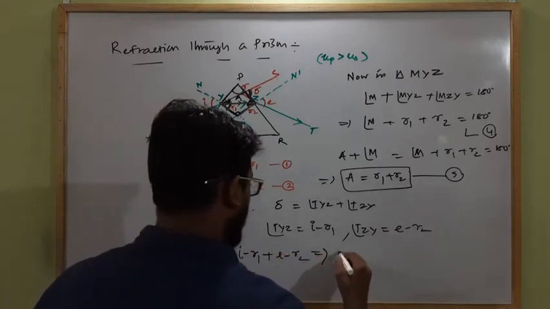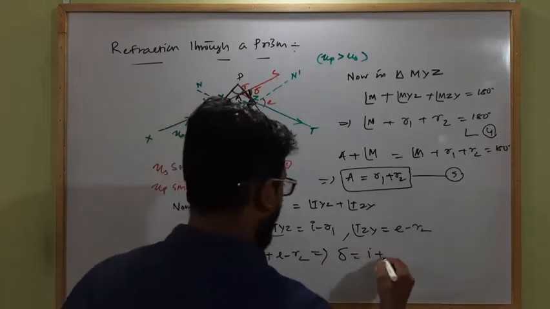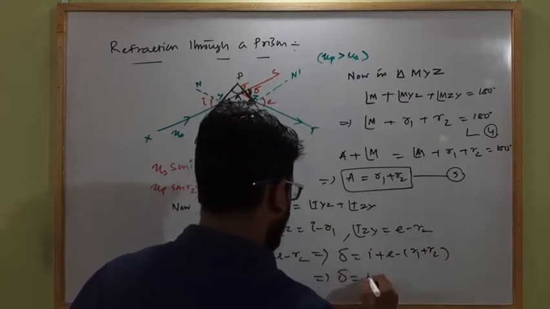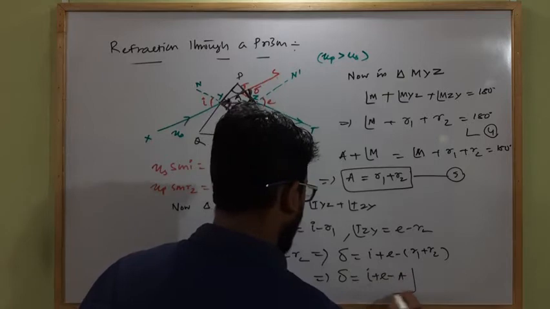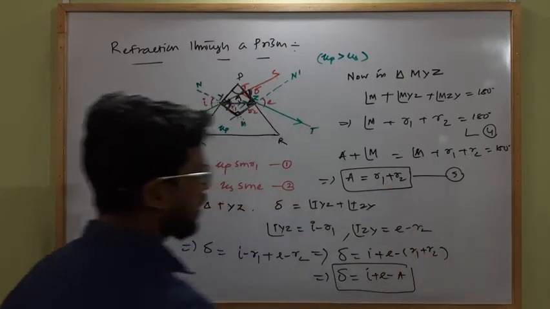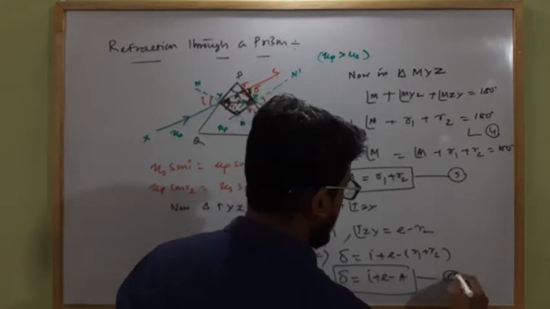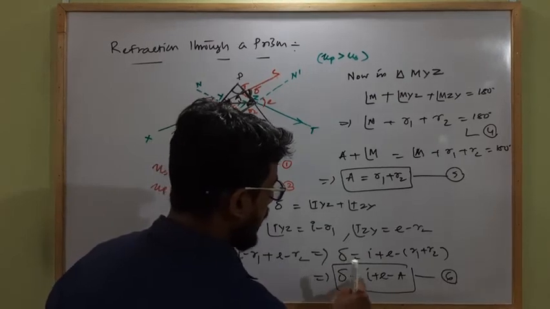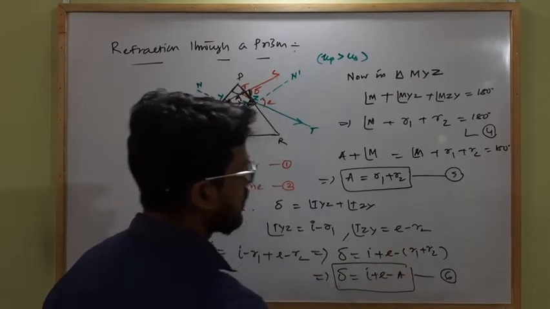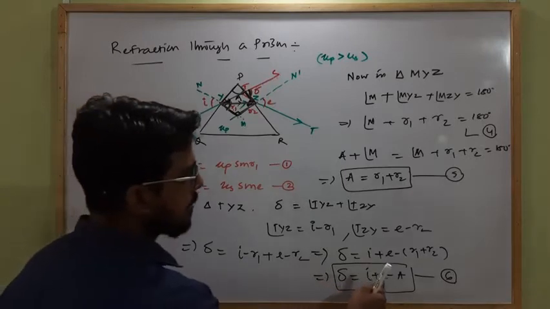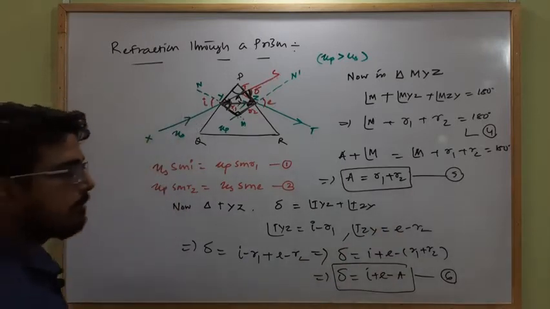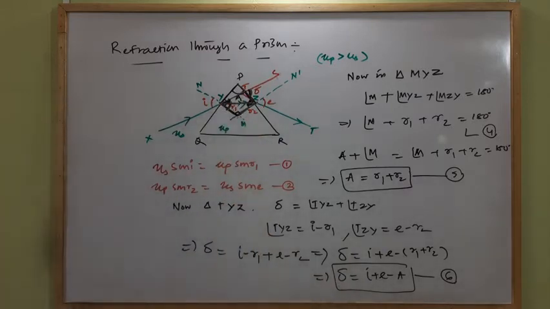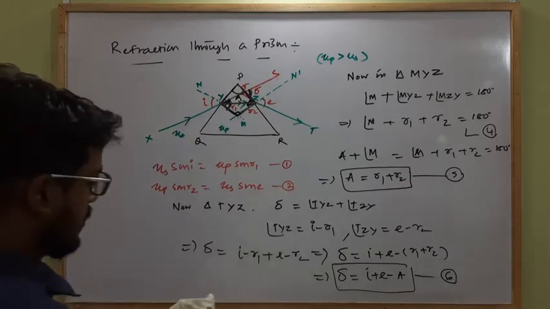which can be written as the deviation angle delta equal to I plus E minus (R1 plus R2), or this implies you can write angle of deviation delta equal to I plus E minus A, because you already know A equal to R1 plus R2. Clear? Let it be equation 6. So this is the expression for angle of deviation: I plus E minus A. What is I? Incidence angle, E equal to emergent angle, and A equal to angle of prism will give us the angle of deviation.